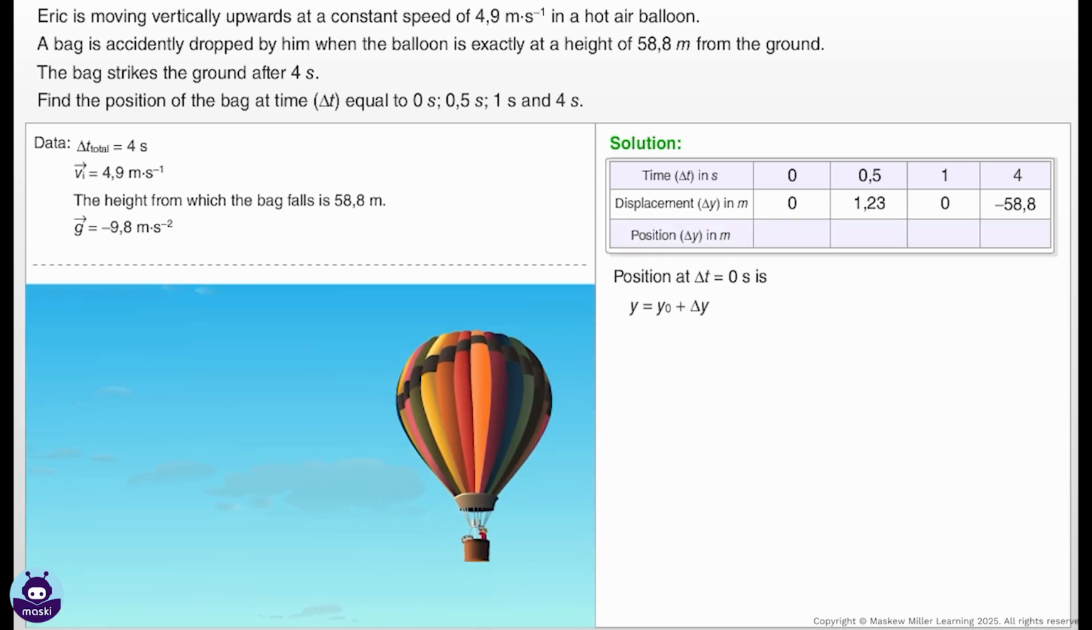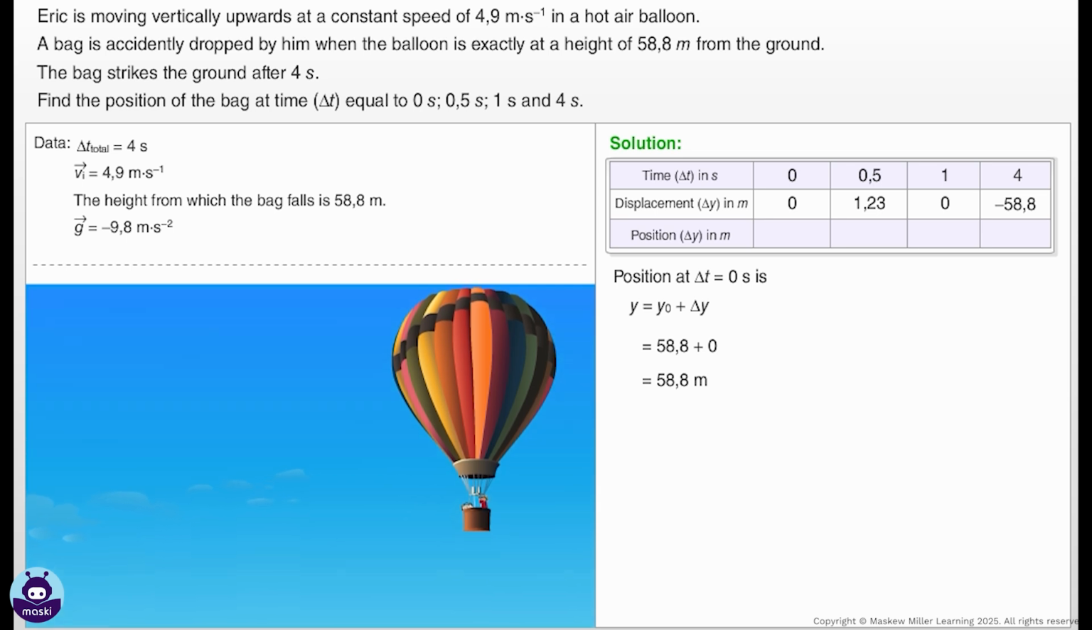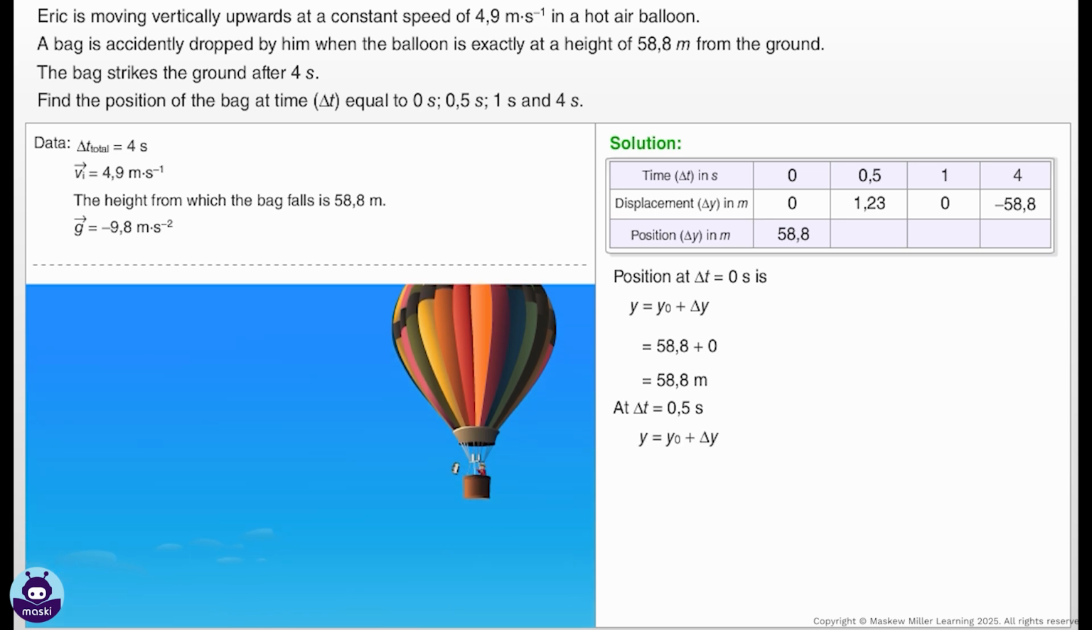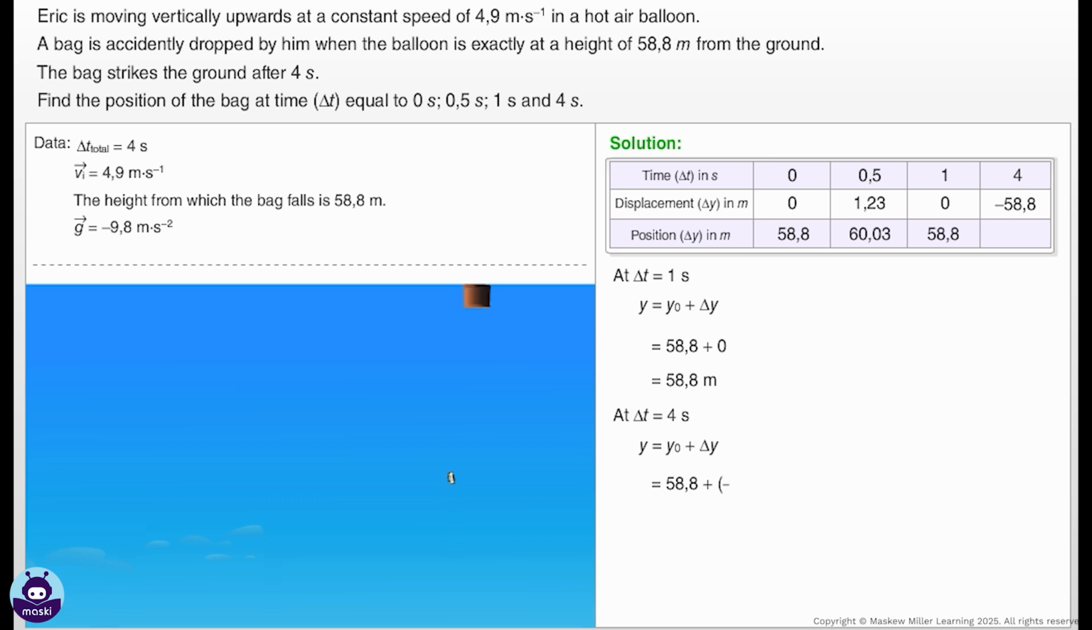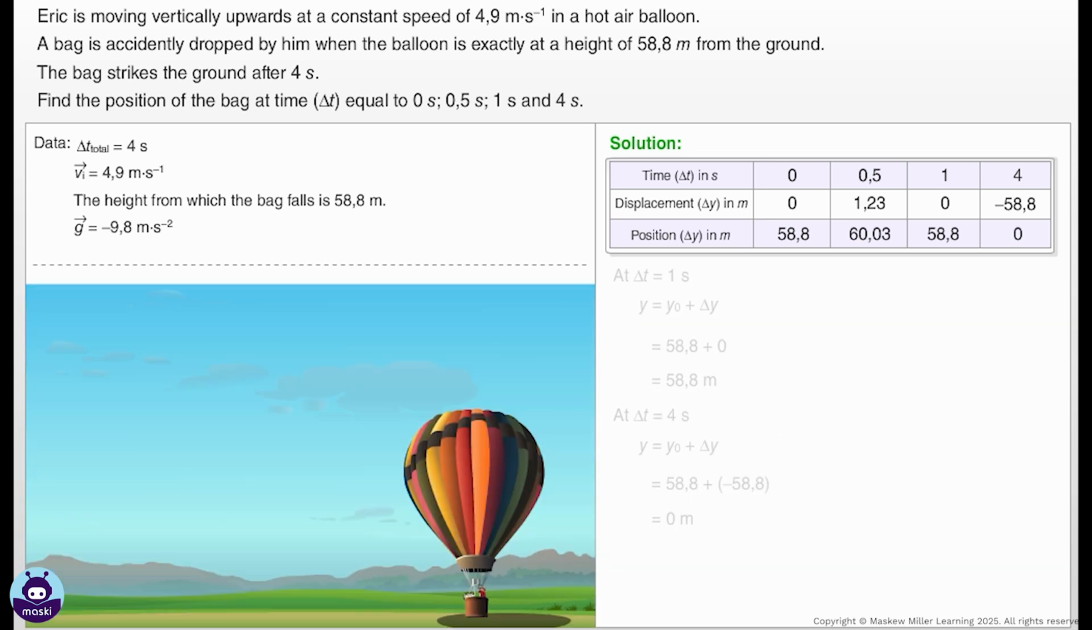Position at delta t equals 0 second is y equals y0 plus delta y equals 58,8 meters. At delta t equals 0,5 seconds, y equals 60,03 meter. At delta t equals 1 second, y equals 58,8 meters. At delta t equals 4 seconds, y equals 0 meters.